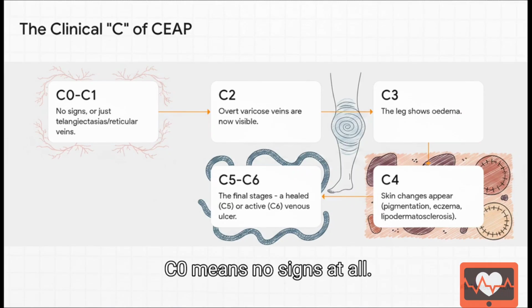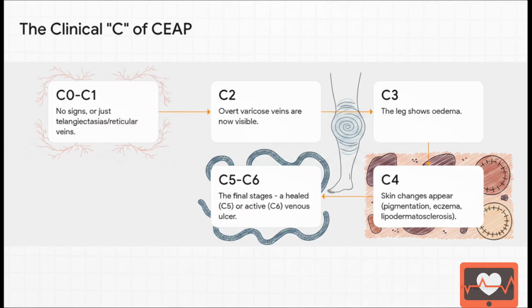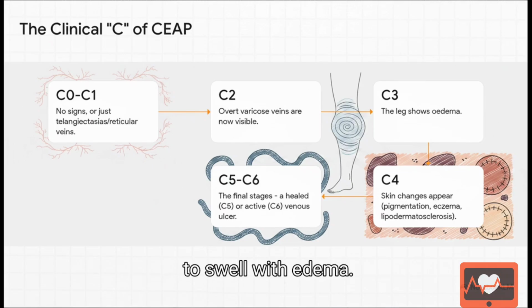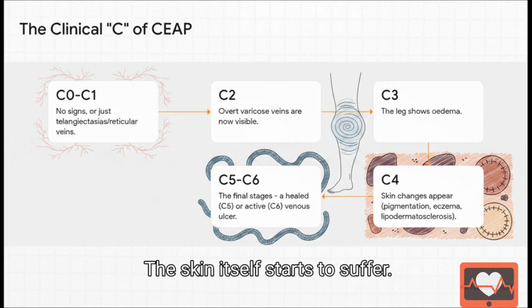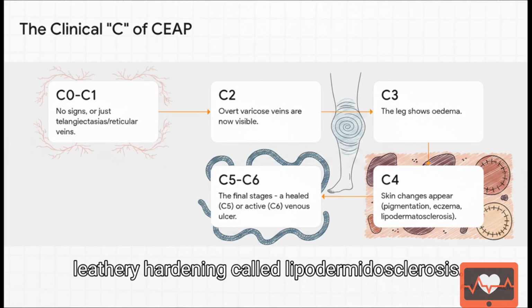C0 means no signs at all. C1, you just see some of those little spider veins. Then, bam. C2, that's when you have full-blown visible varicose veins. By C3, the pressure is so high the leg starts to swell with edema. C4 is a huge turning point. The skin itself starts to suffer. You get pigmentation, eczema, and this tough, leathery hardening called lipodermatosclerosis.